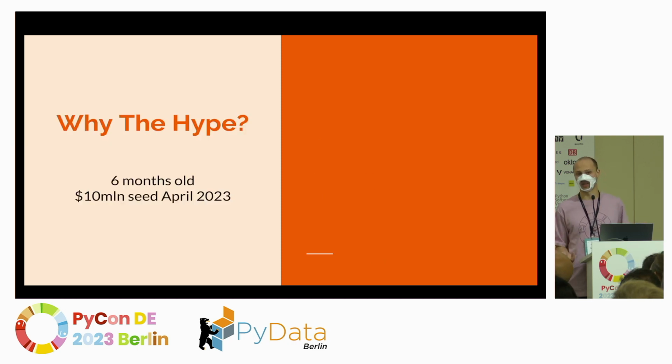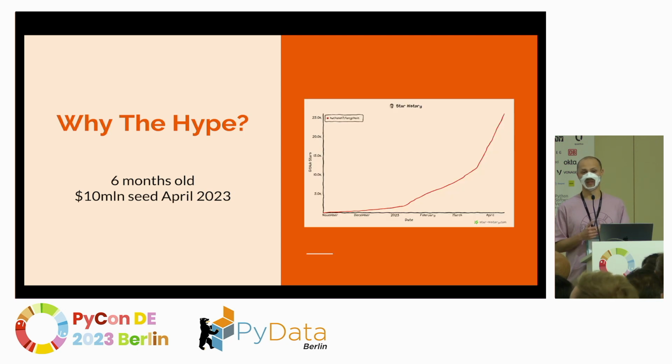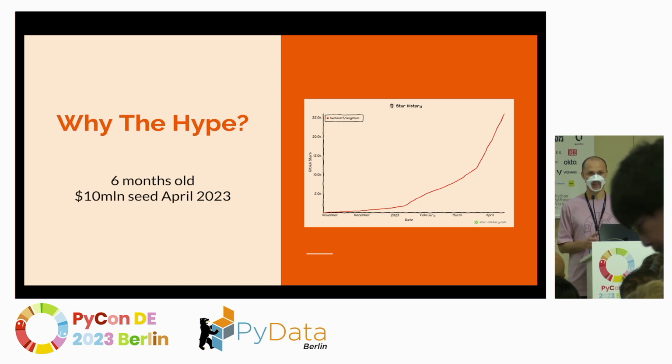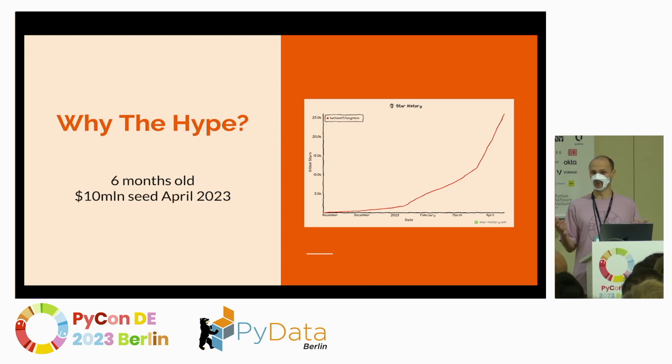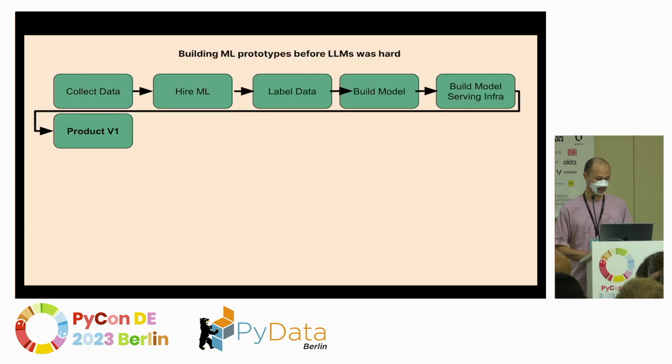So why is there so much hype around LangChain? This library is 6 months old, and it's already raised 10 million as a seed investment this month. And this is the star graph, getting from 0 to 25,000 stars in 6 months. That's pretty cool. It reminds me of the early days of Hugging Face or Rasa or similar open source success stories. And I would like to explain why there is so much hype about it, in my opinion.